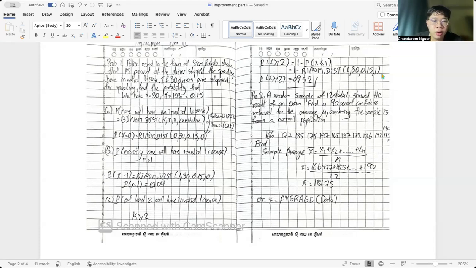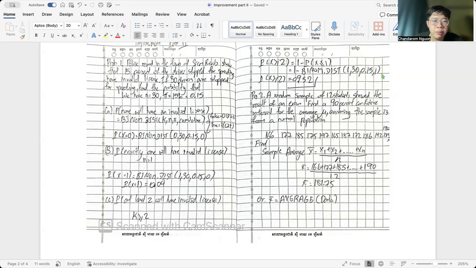My name is Darom. To solve this, we have to use the binomial probability formula, which calculates the likelihood of a certain number of successes in a fixed number of trials, in this case drivers with an invalid license. For A, find the probability that none have an invalid license, which is P(X = 0).